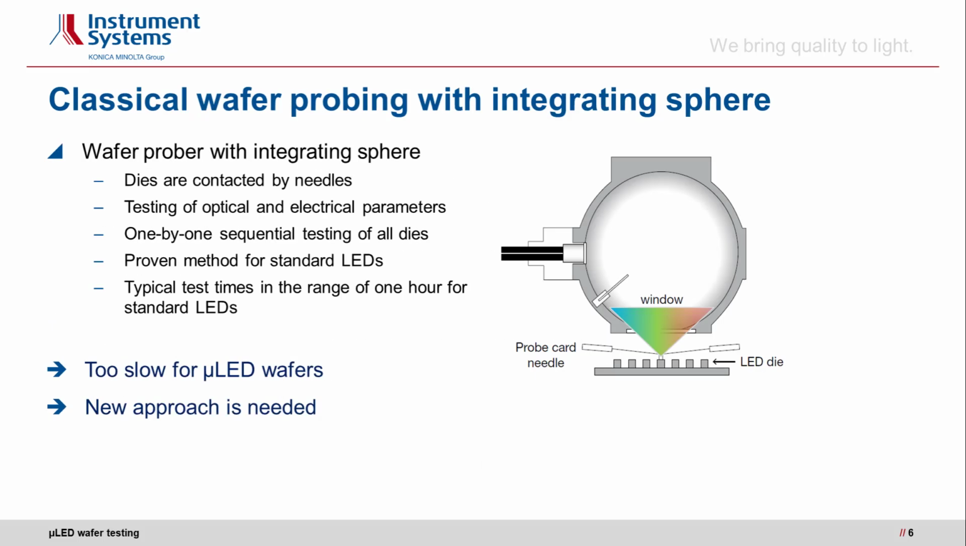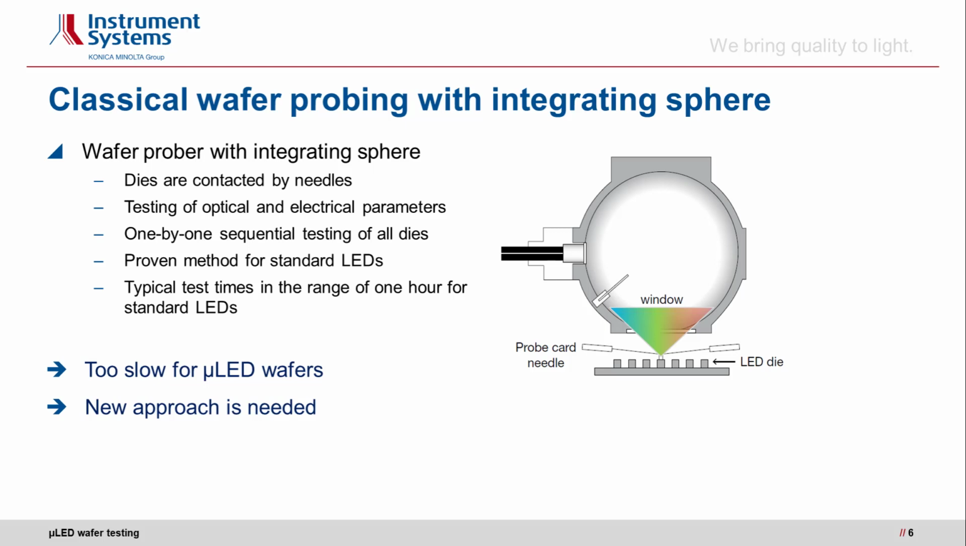Now let's take a look at the classical wafer probing setup with the integrating sphere. The sketch on the right side shows the integrating sphere placed above a wafer, which is contacted by a probe card with needles. This setup allows testing the optical and electrical parameters of each die at the same time. Basically, you do one-by-one sequential testing of all dies until all dies on the wafer have been tested.